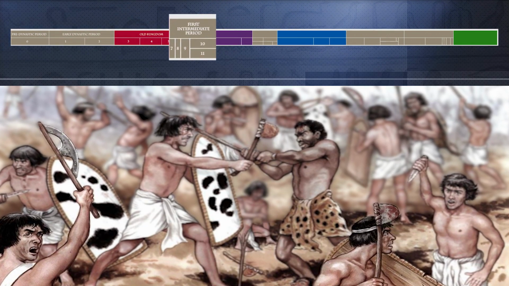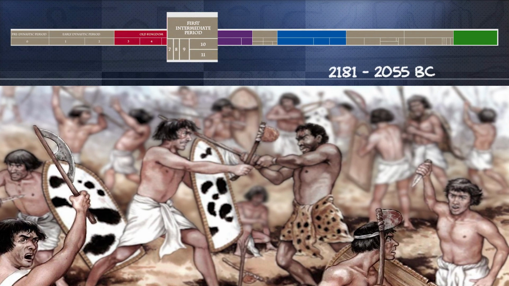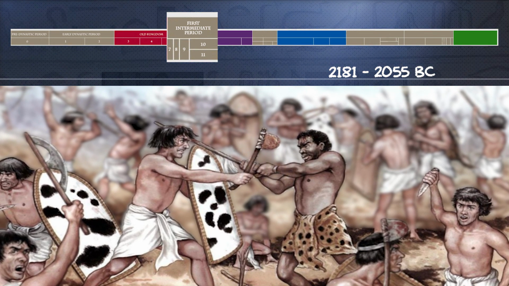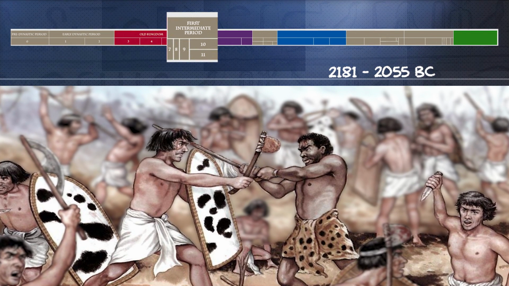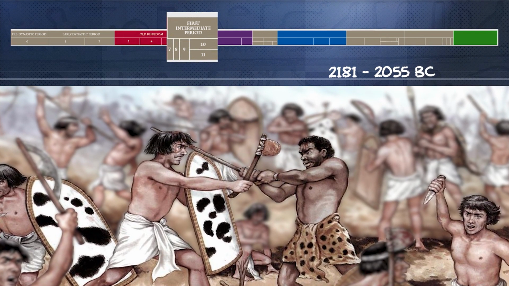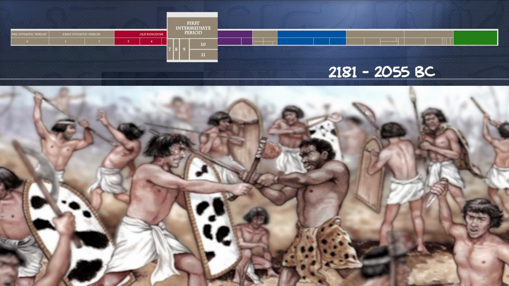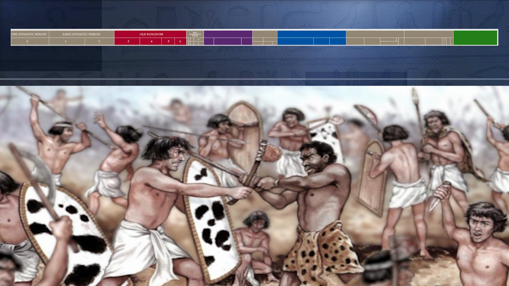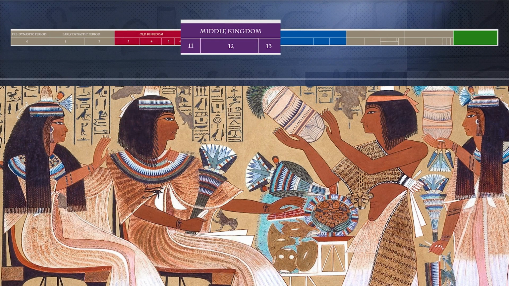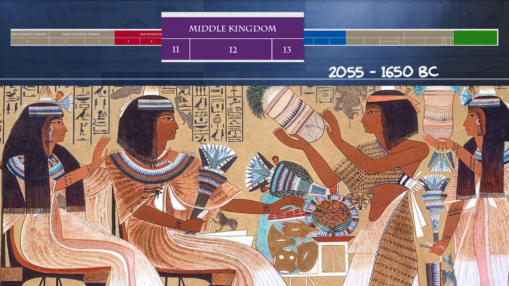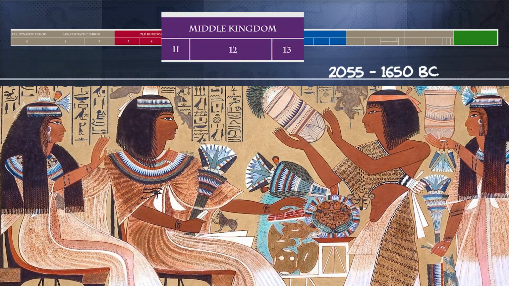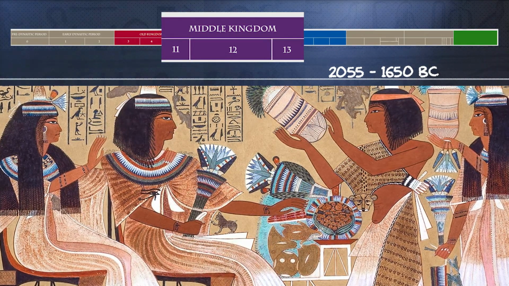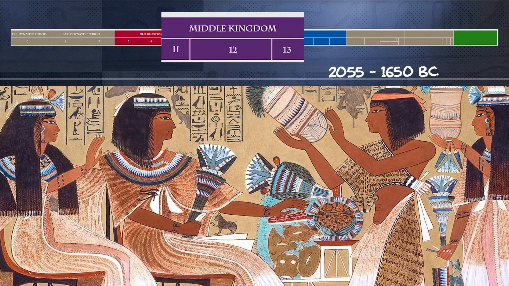The First Intermediate Period, from 2181 to 2055 BC, was characterized by political disunity and regional conflicts that led to a decline in centralized power. Chaos erupted and political rule was fragmented. The Middle Kingdom, from 2055 to 1650 BC, was a period of stabilizing after the Old Kingdom collapsed and saw a nation fighting to regain its greatness.